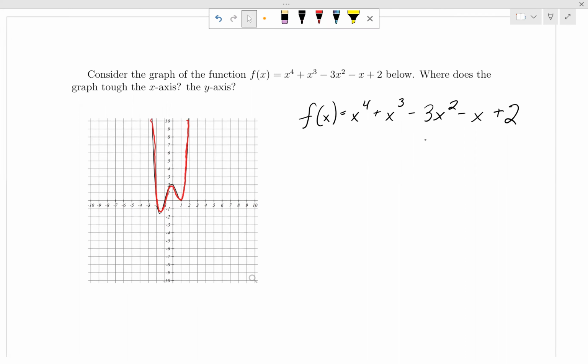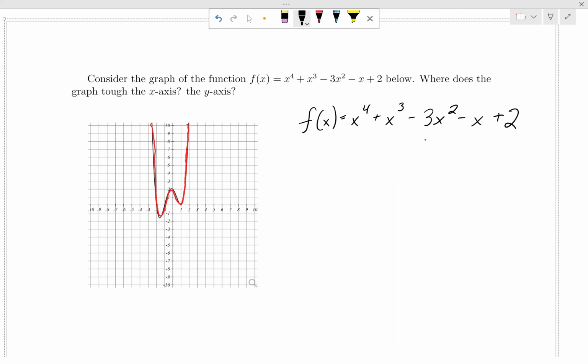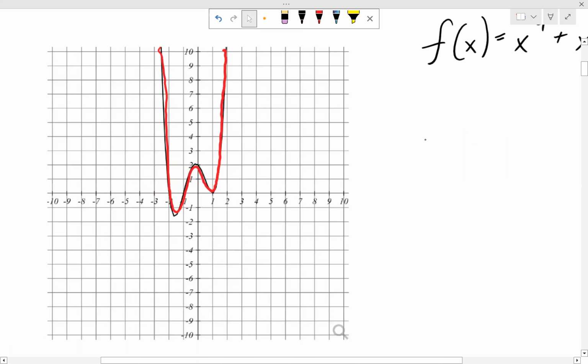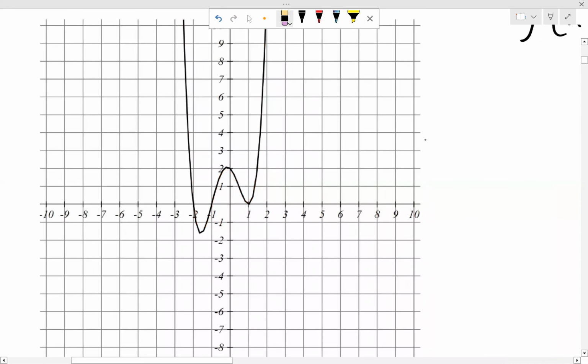So we're looking for where x is equal to 0 and where y is equal to 0, respectively. So if it touches the x-axis, that means that y is 0. So I'm going to kind of zoom in a little bit to this picture. I'm going to erase my red line here. All right. So y is 0 when it crosses the x-axis. So it crosses the x-axis here, here, and here.